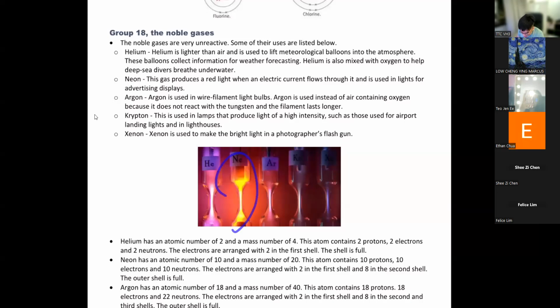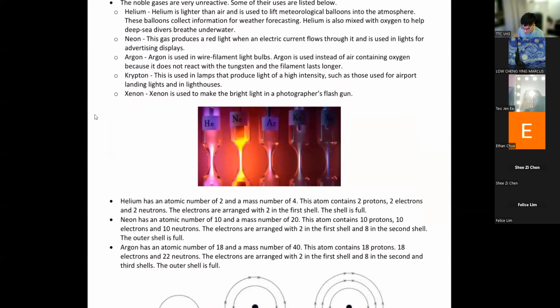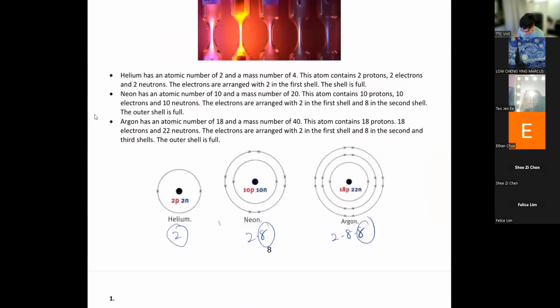So that's your neon. Argon, krypton, xenon, we all put them in lamps. Neon is the advertising lamp. Argon, krypton, xenon are normal lamps. But we don't use them anymore. We just use LED today because it's just much better. All right, so you can just read this yourself. Not very important.